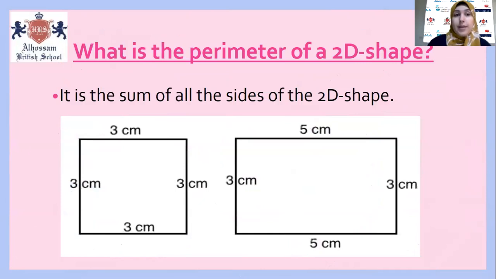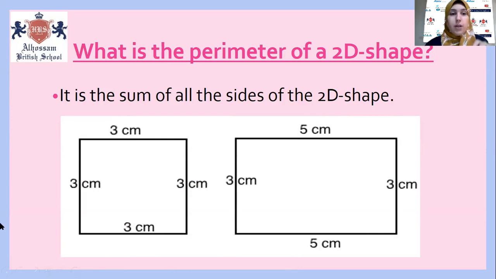The perimeter is the sum of all sides of the 2D shape. Here in our lesson for today, we're going to be talking about the square and the rectangle. So it's the sum of all sides of the square or the sum of all sides of a rectangle. Think in your mind, do you remember that the square had all its sides equal?